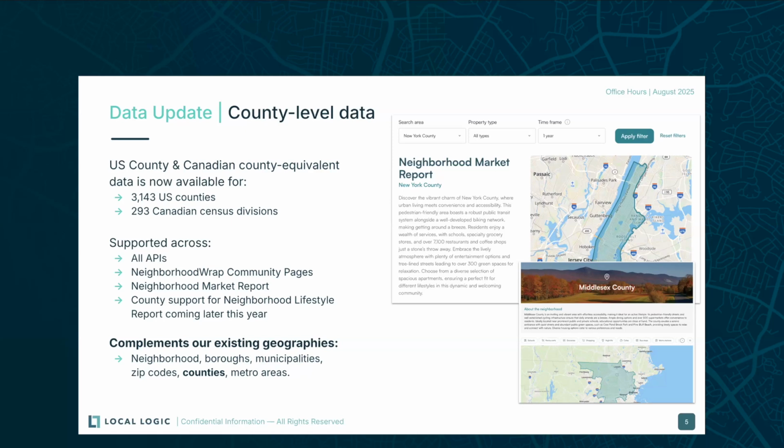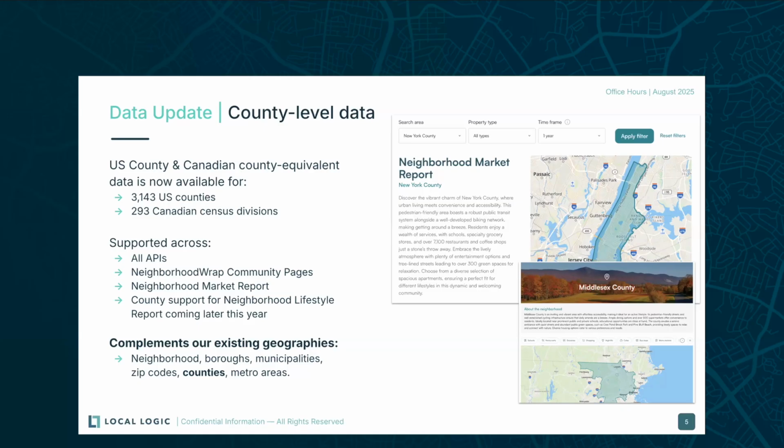So we're now adding county data for both the US and the Canadian equivalent county data across all of our products. So in the US, we've added support for over 3,000 US counties. In Canada, we've added support for almost 300 Canadian census divisions, which is the Canadian equivalent of a county. And this is now fully supported across all of our APIs.